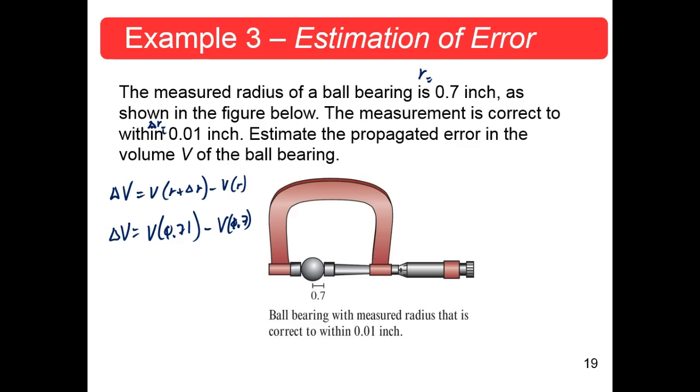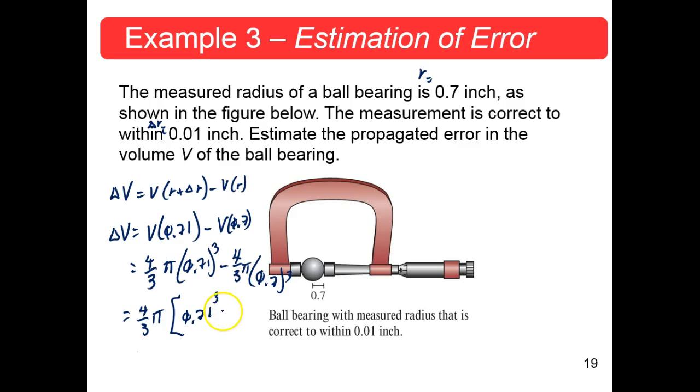4/3 pi r cubed. So this is 4/3 pi times 0.71 cubed minus 4/3 pi times 0.7 cubed. Well, the 4/3 pi can be pulled out front, and do the difference of 0.71 cubed minus 0.7 cubed. So that basically is all you need to do.